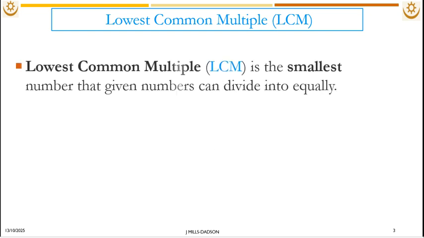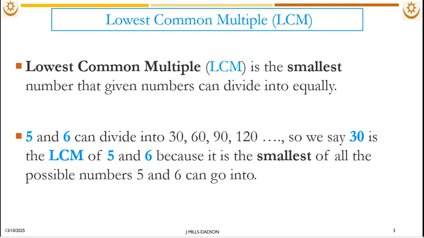Hello, welcome back again. Let's look at lowest common multiple. Lowest common multiple, popularly known as LCM, is the smallest number that given numbers can divide into equally. What do we mean by this?